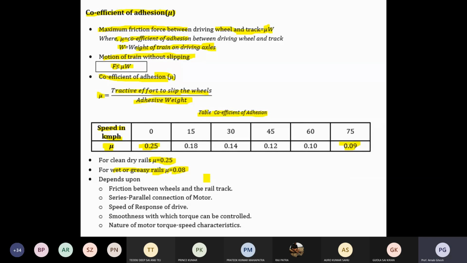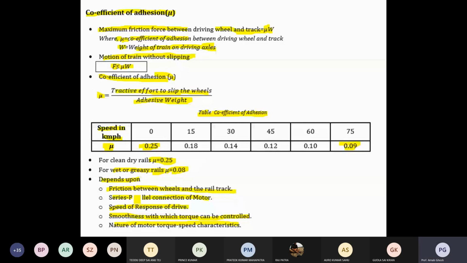Friction between the wheel and the railway track is common sense. Then series-parallel connection: why? Basically, the series-parallel connections of the motor decide the ultimate speed. If you want to increase the speed of the traction system, you have to use different combinations. That has also been discussed in some of my lectures, and it will also be in these slides. Changing the series-parallel configuration may be responsible for increasing and decreasing the speed. That's why the coefficient of adhesion also changes, and the speed of response of the drive.